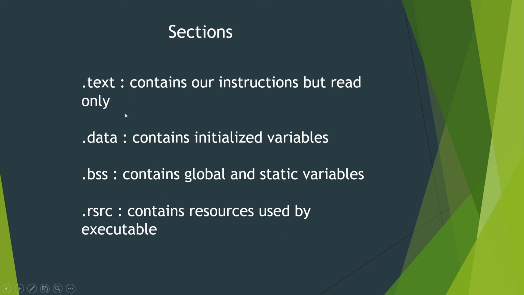So I will repeat it again, guys. First one is the .text section, which contains instructions but only read only permissions. And .data contains initialized variables, and .bss contains global and static variables, and .rsrc, which is the resource section, contains resources used by the executable.